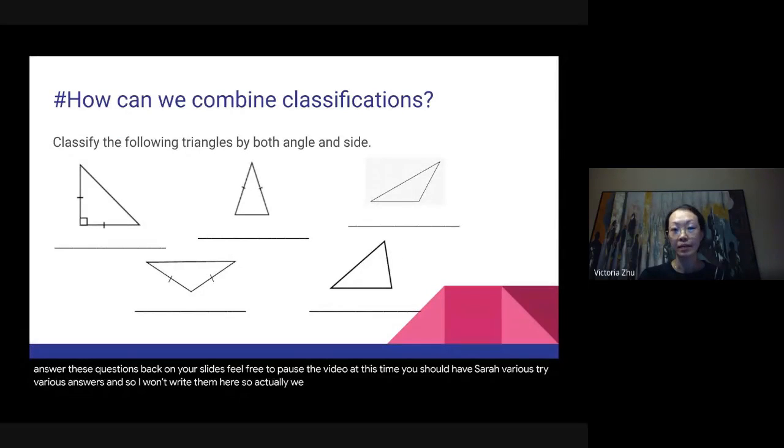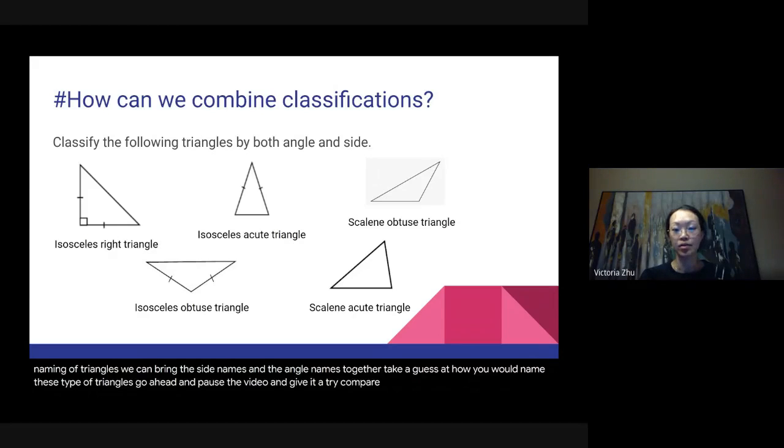So actually, we can combine these different types of classifications, the naming of triangles. We can bring the side names and the angle names together. Take a guess at how you would name these types of triangles. Go ahead and pause the video and give it a try. Compare yours to mine. Do they look similar?